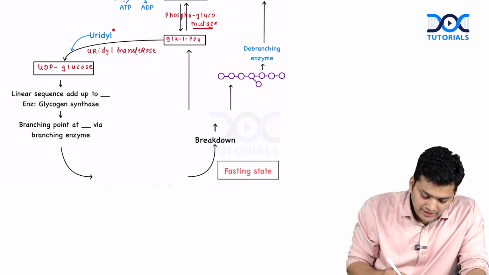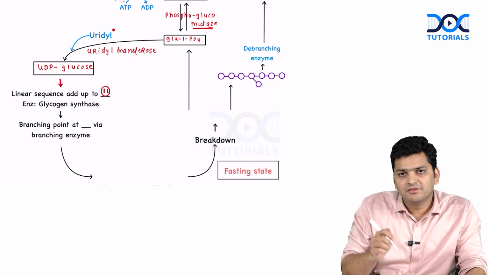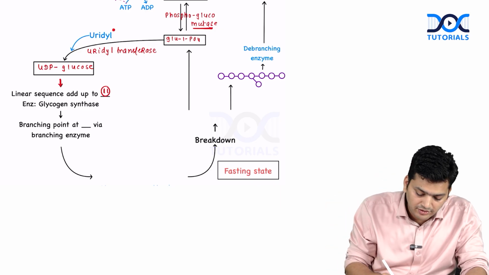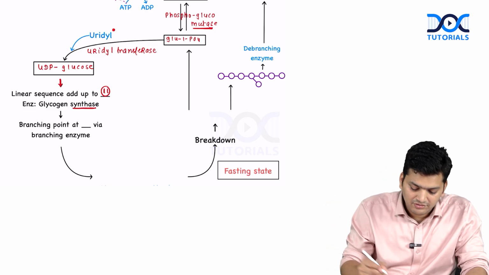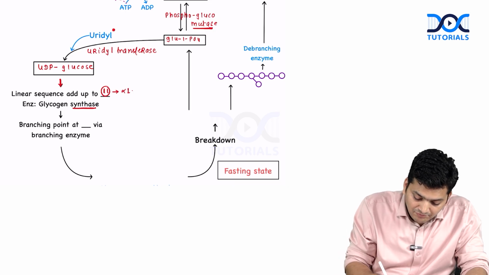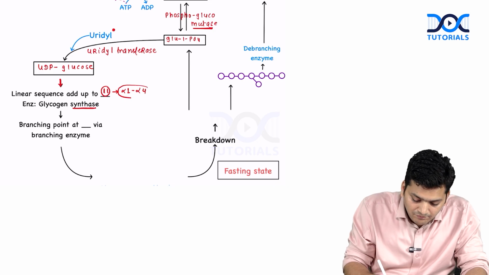The linear sequence will be added up to 11 residues. We are going to attach 11 to 12 glucose molecules. The UDP glucose molecules will be attached together with the help of the enzyme glycogen synthase. And what is the direction of the bond? Alpha 1, alpha 4 or alpha 6? In the linear sequence, alpha 1, alpha 4.